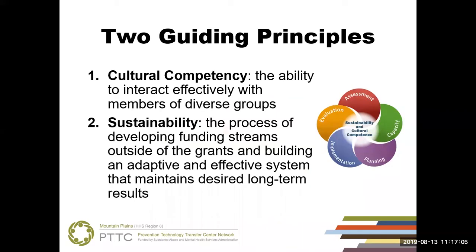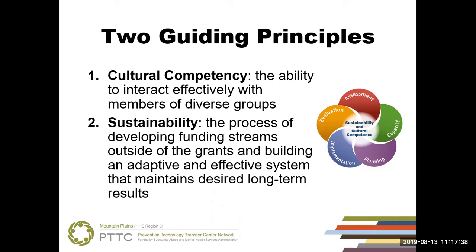These 5 stages are guided by 2 principles, cultural competency and sustainability. Cultural competency refers to the ability to interact effectively with members of diverse groups, and sustainability is the process of developing funding streams that are outside of grants and building an adaptive system that can maintain the long-term results that you're desiring in the community. These principles are integral in each stage of the framework to creating truly effective interventions.